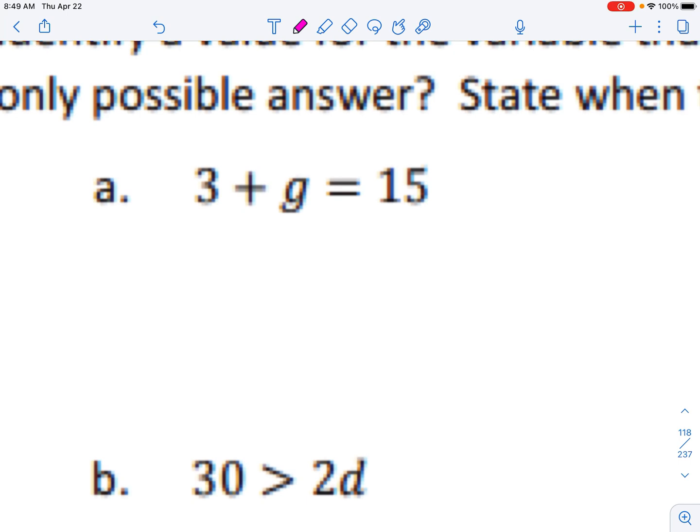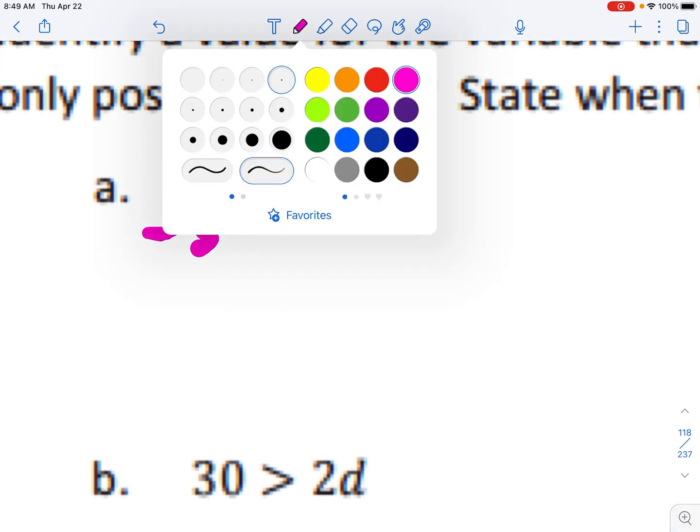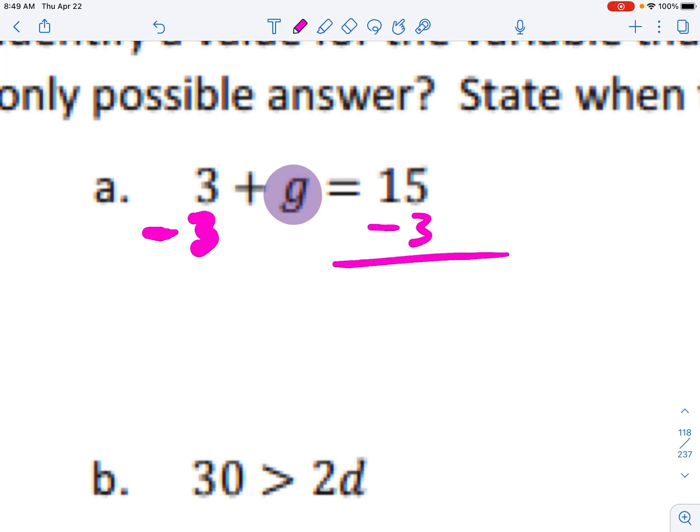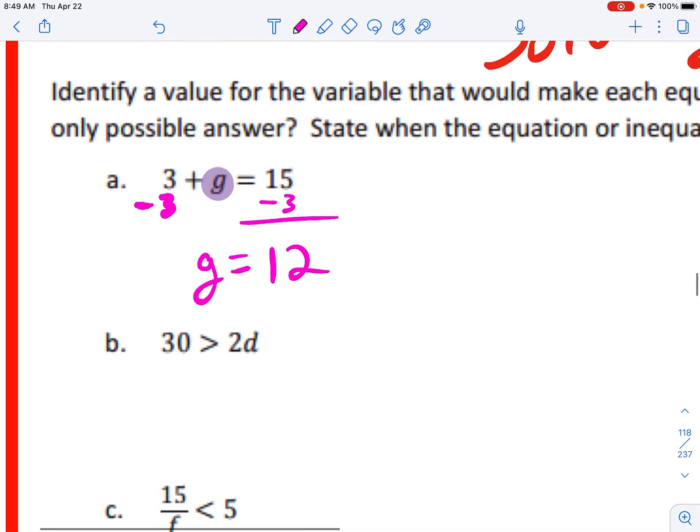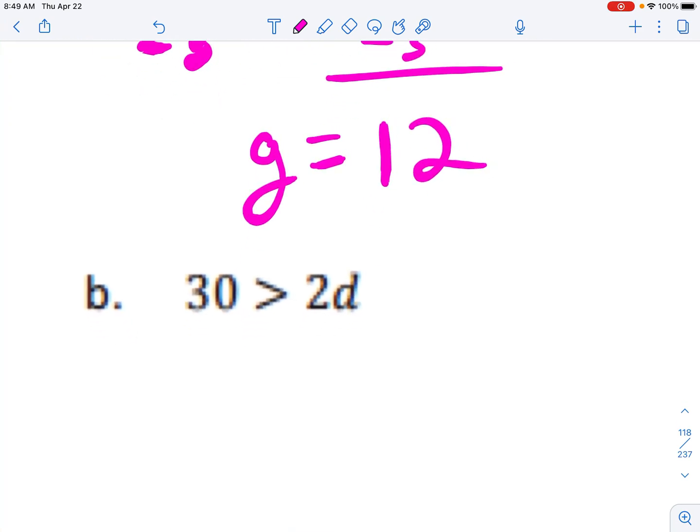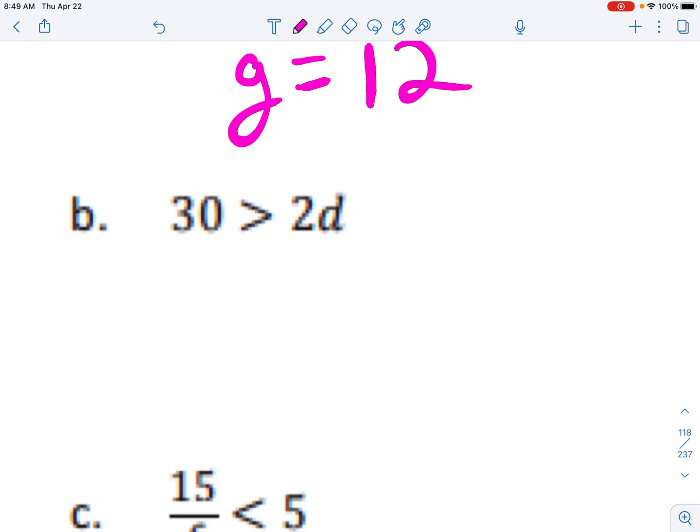So now let's look at this. 3 plus G equals 15. So we need to figure out what plus 3 is equal to 15. Well, an easy way to do this is try to get G by itself. So I'm going to subtract 3 here, and I'm going to do the same thing to 15, and I'm left with 12. So G equals 12. 3 plus 12 equals 15. Let's look at letter B.